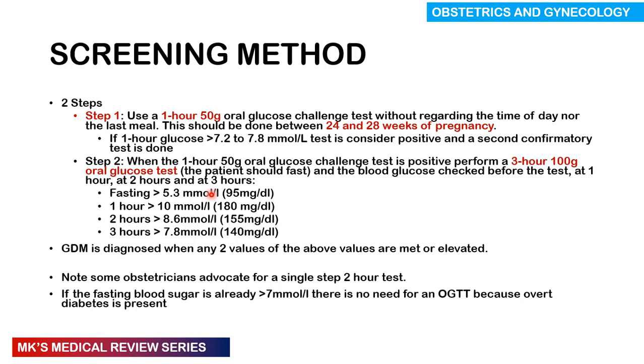If the fasting blood glucose is greater than 5.3 millimoles, you consider this a positive test. If at 1 hour it's greater than 10, you consider it positive. If at 2 hours it's greater than 8.6, you consider this positive. If at 3 hours it's greater than 7.8, you consider this a significant reading, positive. We make a diagnosis of gestational diabetes if any two of these values are above or equal to the set limits that I've put on the screen. If the fasting blood glucose is already initially greater than 7, there is no need to do the oral glucose tolerance test because the patient already has overt diabetes.